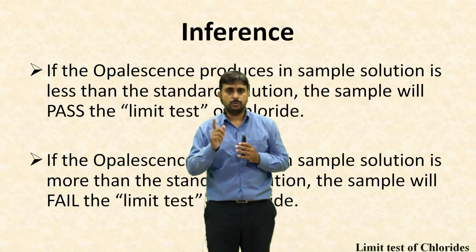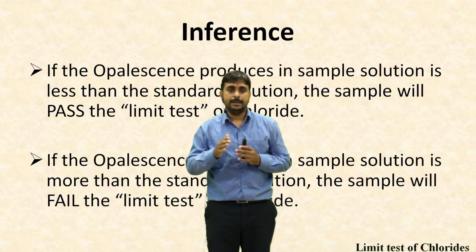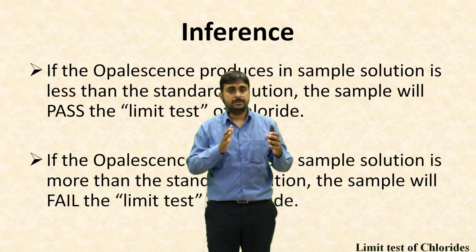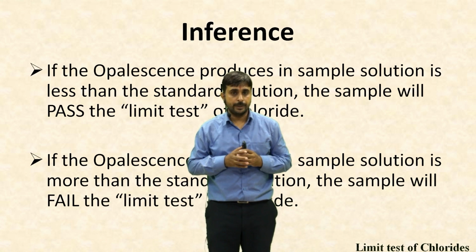So, there could be two types of results, either the sample fails the limit test or passes. Failing the limit test means it has more chloride as compared to the standard level mentioned in the pharmacopoeia.